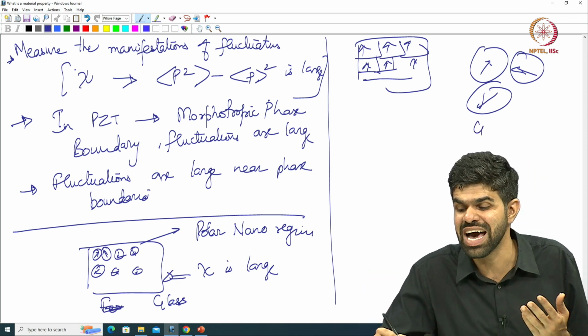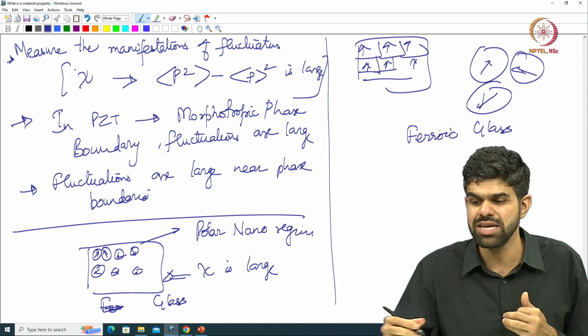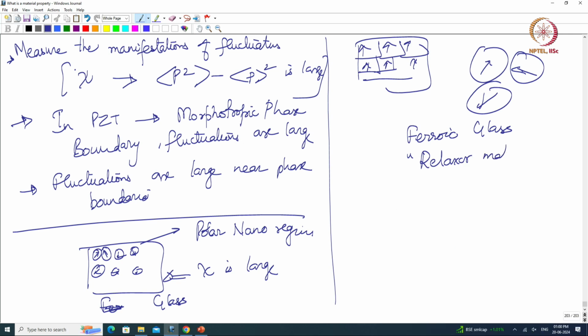This is the model for a glass, right. So, it is called a ferroic glass, ferroelectric glass, or these materials are also called relaxor materials, right. In relaxor materials you also have these high susceptibilities, because you have so many polarization configurations, right. So, susceptibility is large. One of the examples of relaxor materials is, I have lead, I have magnesium, I have niobium, right.